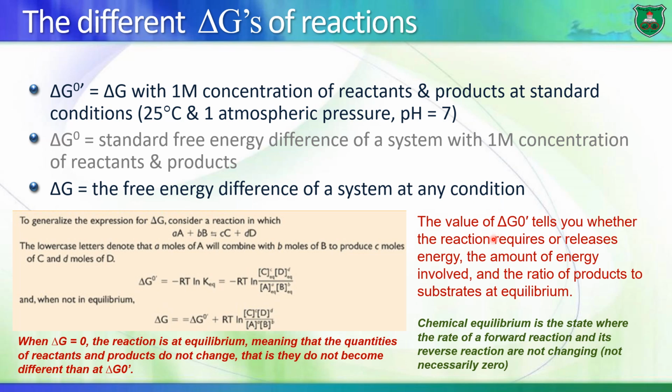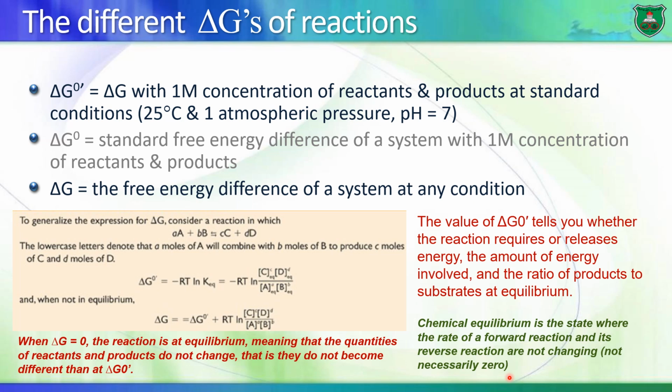All right. Now remember that the value of delta G naught prime tells us if the reaction requires or if it releases energy. It tells us the amount of energy that is involved, and it tells us something about the ratio of products to substrates at equilibrium. So what do we mean by equilibrium? Chemical equilibrium is a state where the rate of the forward reaction and the reverse reaction are equal, that is, the state whereby the concentrations of reactants and products are not changing.